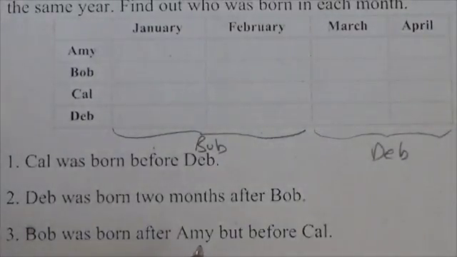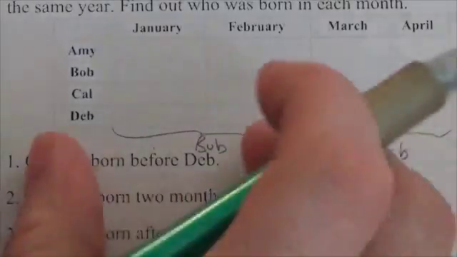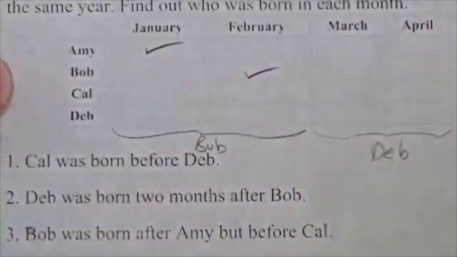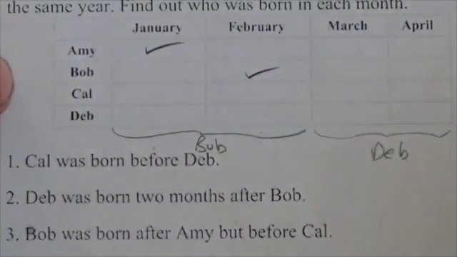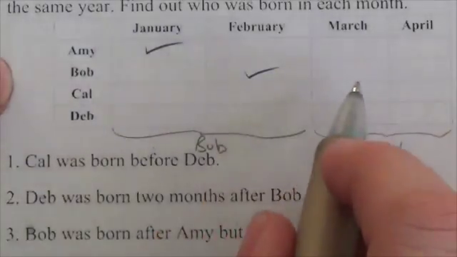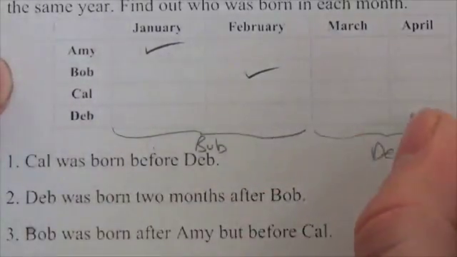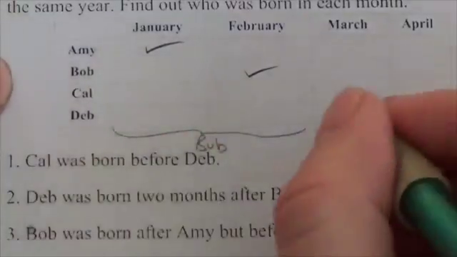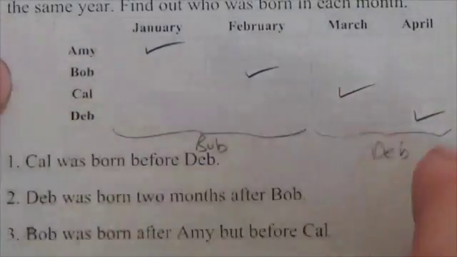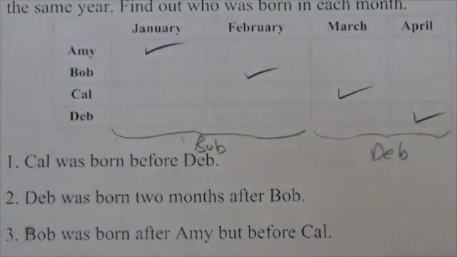Bob was born after Amy, but before Cal. Okay. Well, that is now saying something, because if Bob was born after Amy, and these are the only 2 spots Bob can go, Bob has to be in February and Amy has to be in January, right? And if Deb is 2 months after Bob, that means Deb has to be out here in April. And that only leaves us 1 more spot. Cal's got to go right there. So there you go. That's how you'd work that one through. The real breakthrough in this question comes when you think of those two points, 2 and 3, together.